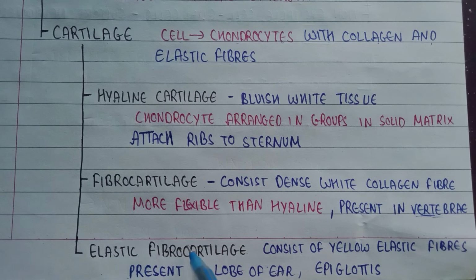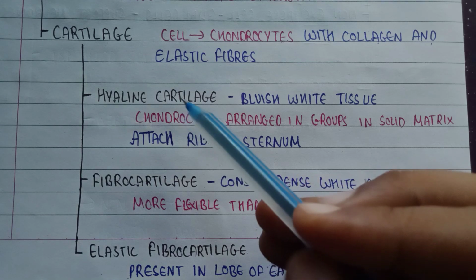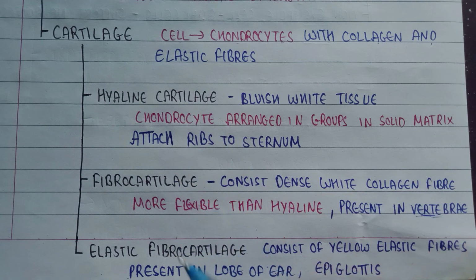Third is elastic fibrocartilage. The elastic fibrocartilage consists of yellow elastic fibers and it is present in the lobe of the ear or epiglottis. These are the three types of cartilage: hyaline cartilage, fibrocartilage, and elastic fibrocartilage. Now you can take the screenshot. It will easily help you to learn them.